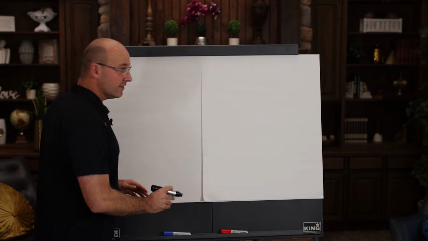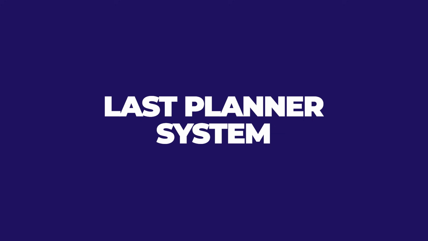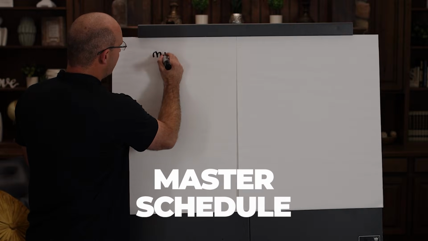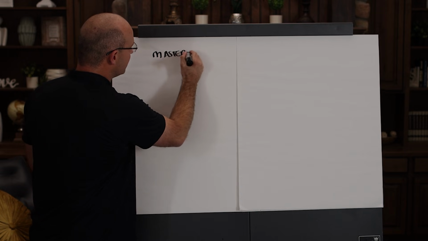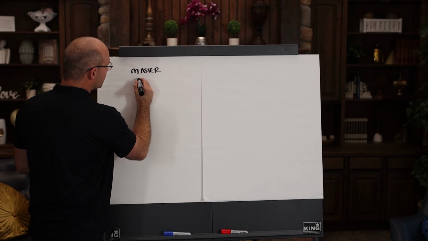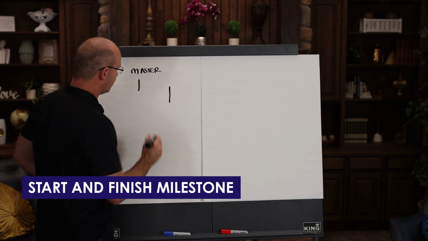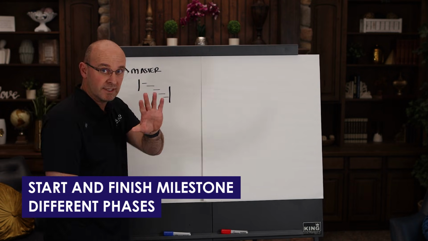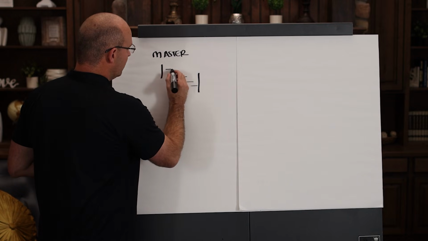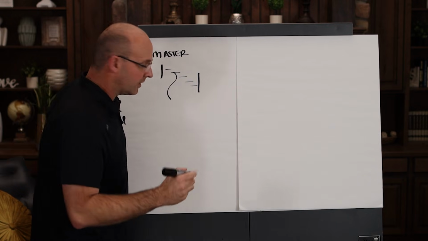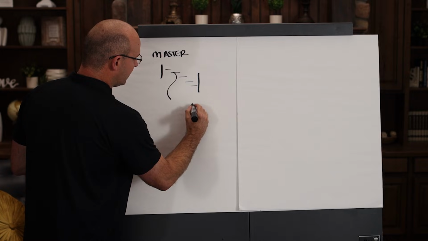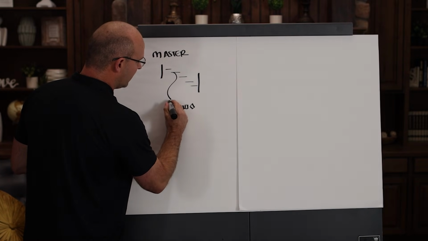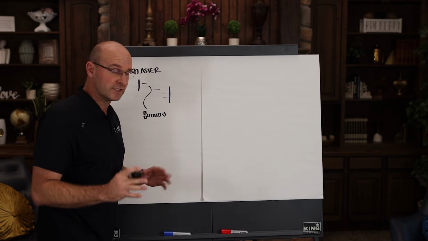I want to make sure that we have just a brief overview of what the last planner system is. So let me draw that really quickly. In the last planner system, we have your master schedule, and I'm just going to write these down as individual words. The master schedule should have your start and finish milestone, and then it should have your different phases. I'm just going to leave those as summaries right now. Now these phases, once you have them, your start and your end milestone, that's when you then pick a milestone and you do your pull plan forward and back, or back and forward, however you want to do it and it's most effective for you.